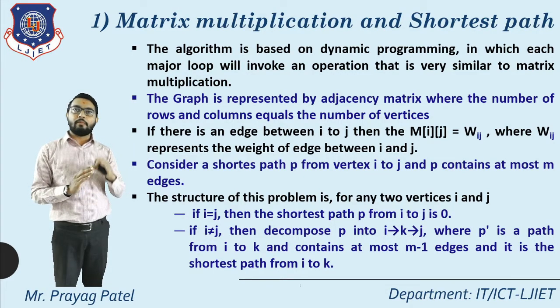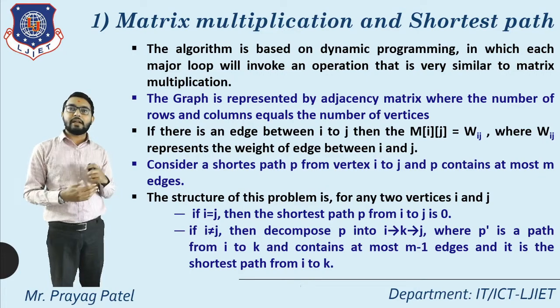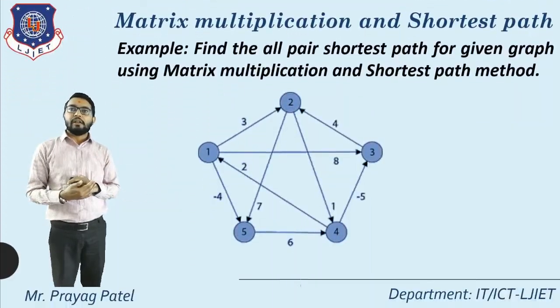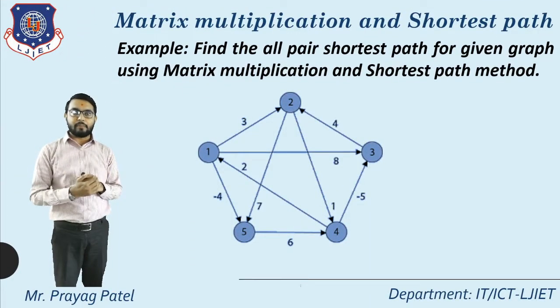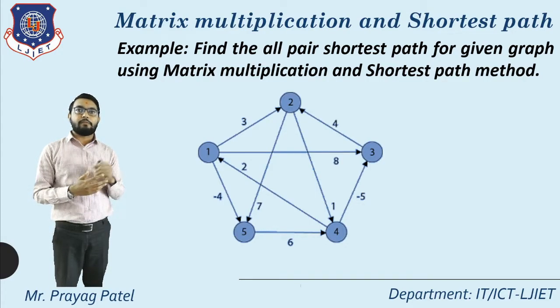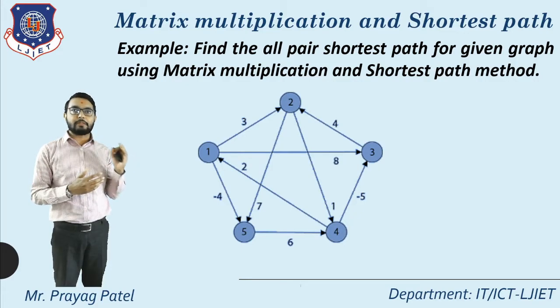and 1 edge from K to J. So here consider M minus 1 edges. Now consider one example and understand using this example how matrix multiplication and shortest path algorithm will work. So here find all pair shortest path for the given graph using matrix multiplication and shortest path method.